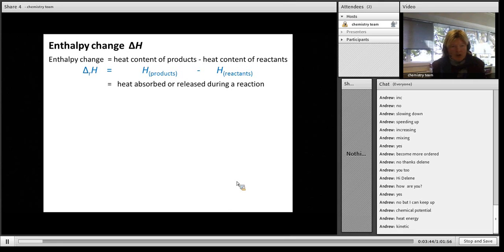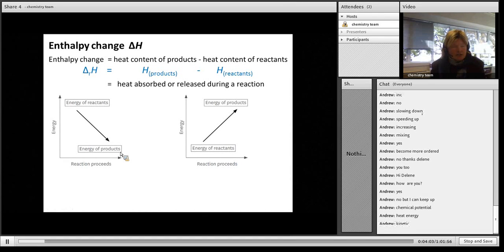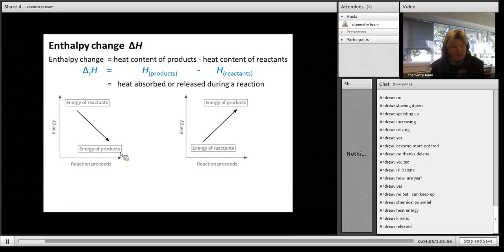So there are your reaction diagrams where we show the energy. And on the one on the left, if the energy of the reactants is higher than the energy of the products, has energy been given off or has energy been taken up? It's been released, correct. So reactants had more energy, now it's turned into products, so the energy has to go somewhere, so it's been given off. And that's what we call the exothermic reaction.